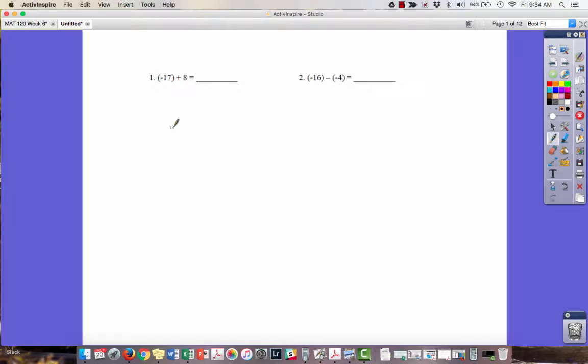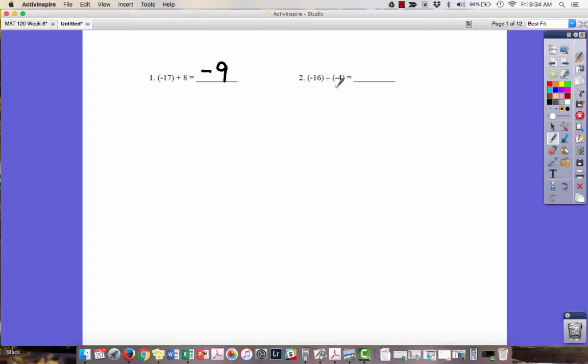Okay, this is quiz one. We're going to start by doing each of these by hand and then pulling out the calculator to show you how that works. So negative 17 plus 8. Well, that's kind of like saying I owe somebody $17, but then I pay them $8. Well, that means my debt's going down, and now I really only owe them $9. So it's still negative because I still owe them money, but it's not as much.